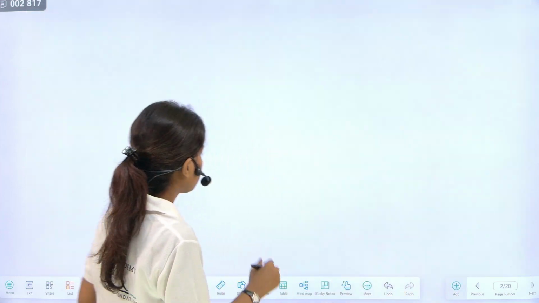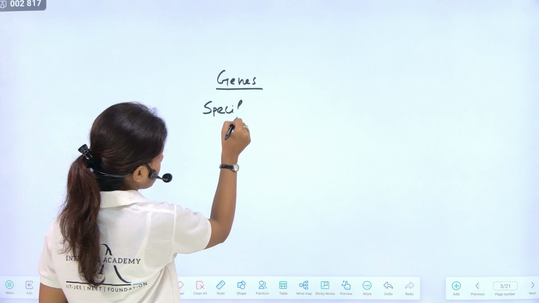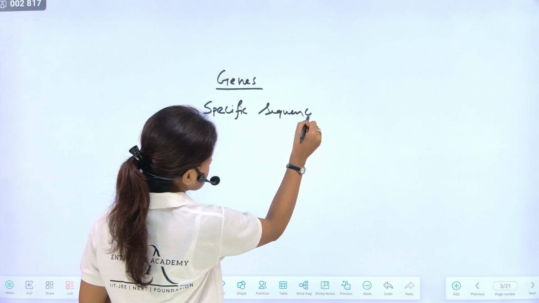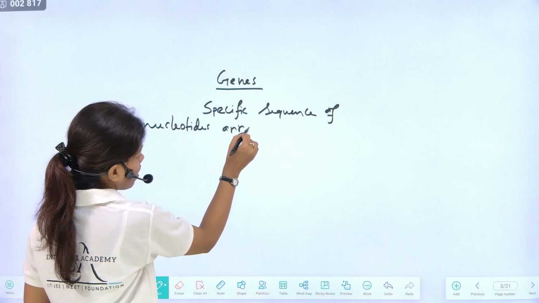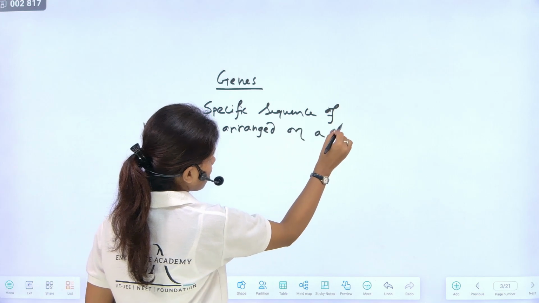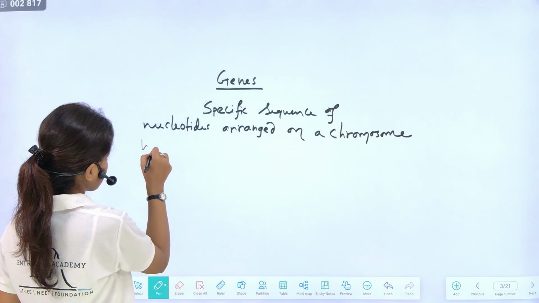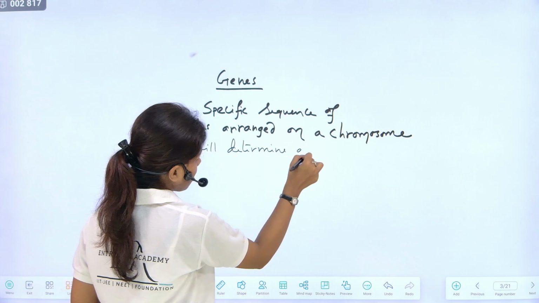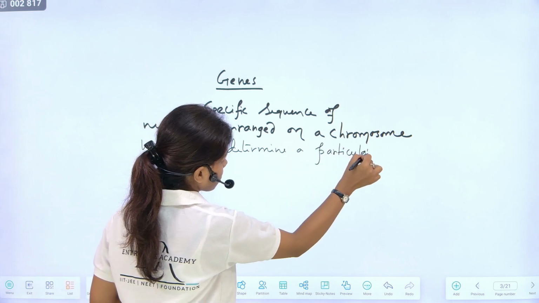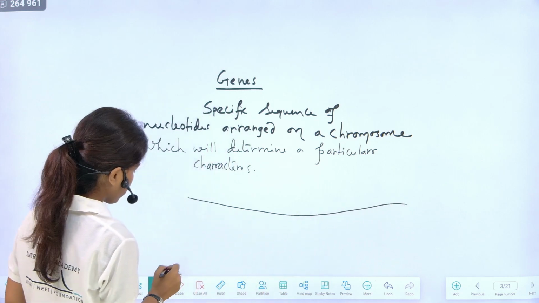Again, I am saying, genes are the specific sequence of nucleotides arranged on a chromosome, which will determine a particular character. Just like this. Stretch of nucleotide.